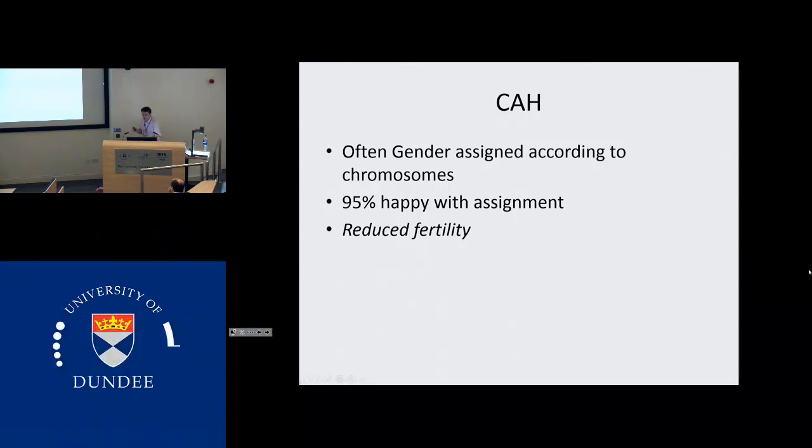CAH children are usually assigned according to their chromosomes. So normally if you have a child with ambiguous genitalia, one of the first things you're doing is checking their chromosomes. And those girls are identified as XX, but being very virilised, in most cases are brought up as males. As females, and that seems to suit most of them, with 95% of girls who've been raised as girls happy with that sexual assignment.